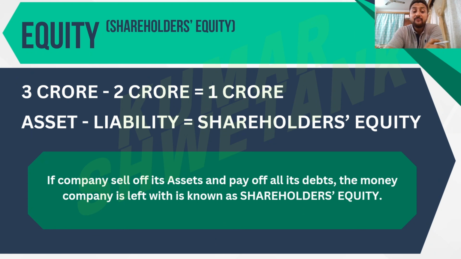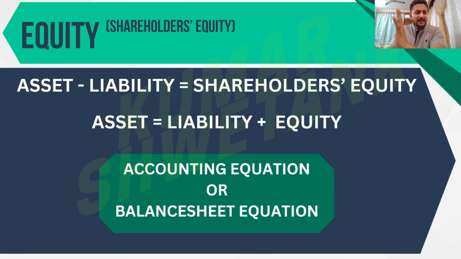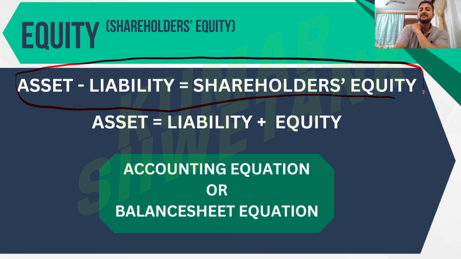So here we come up with a scoreboard: 3 crores minus 2 crores is 1 crore, and this 1 crore is known as the shareholder equity. So if a company sells off all its assets and pays off all its debts, the money the company is left with is known as shareholders' equity. So when we are talking about equity, equity is this.